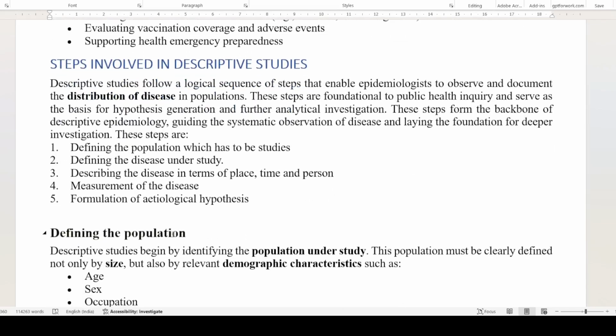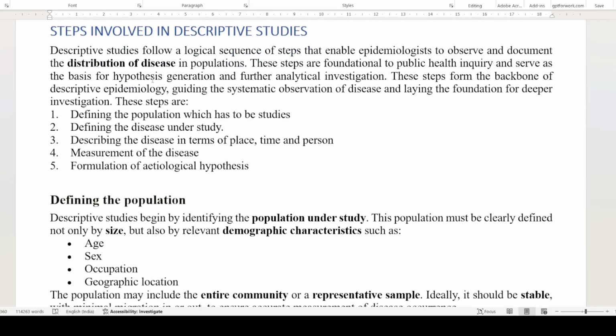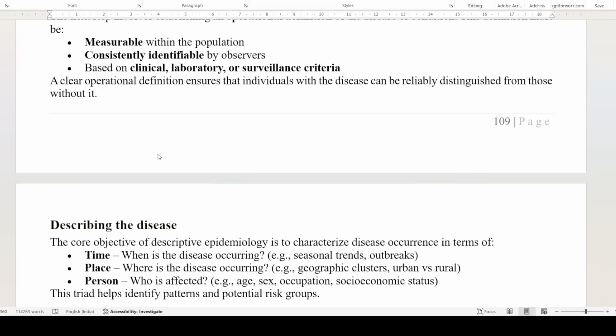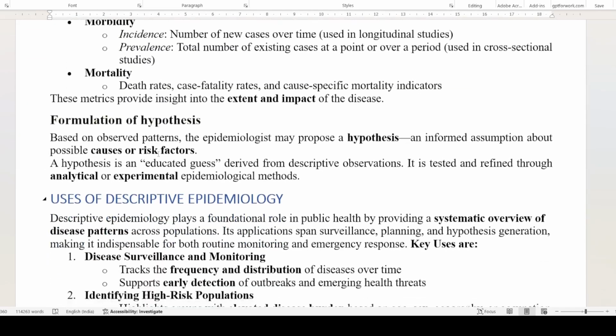Now, what are the steps involved in descriptive studies? The steps are: we have to define the population, define the disease under study, describe the disease in terms of place, time, and person, measure the disease, and formulate the hypothesis. So these are the 5 steps involved in descriptive studies. You study this, have a look at these steps.